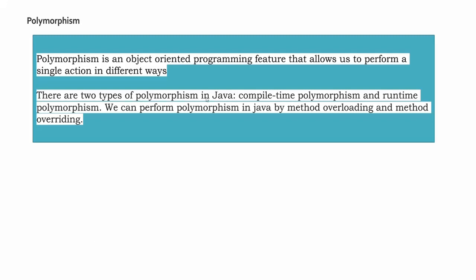There are two types of polymorphism in Java. One is compile time polymorphism and the other is runtime polymorphism. We can perform polymorphism in Java by method overloading and method overriding. So using these two ways, we can perform polymorphism in Java. Basically, these are the things about the four pillars of OOPS concept. We will understand each of the keywords in detail in the upcoming videos.